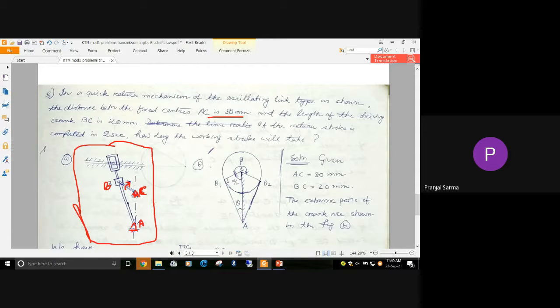Now here it is a kind of quick return motion mechanism, as all of you already know during the course of a section. So this slider is going to slide along this particular line, and along that, this link is going to rotate. It is going to take two extreme points.